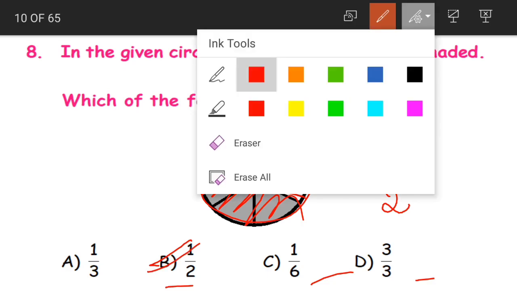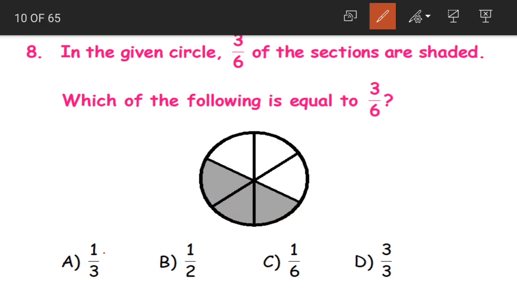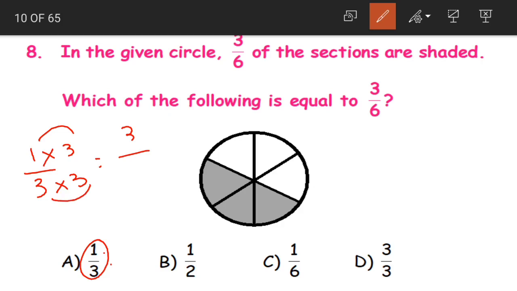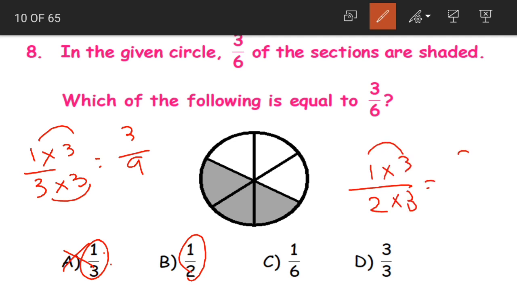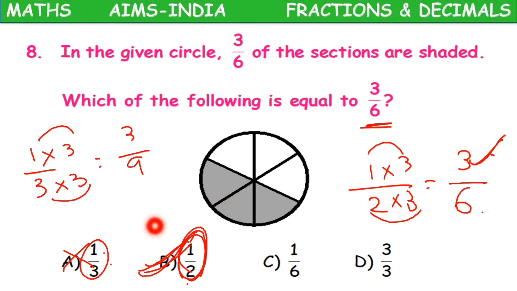Or else, we learned how to find out the equivalent fractions, right, children? Yes. So, you can find out the equivalent fractions. If you take 1/3 here, first one, when we multiply it with 3, we have 1 3s are 3 divided by 3 3s are 9. No, this is wrong. Then we have 1/2. Again, if you multiply it with 3, 1 3s are 3 by 2 3s are 6. Yes, the equivalent fraction of 1/2 is 3/6. So, 1/2 is equal to our 3/6, that is option B.